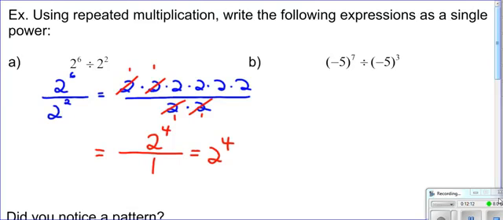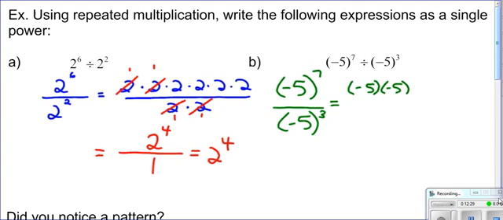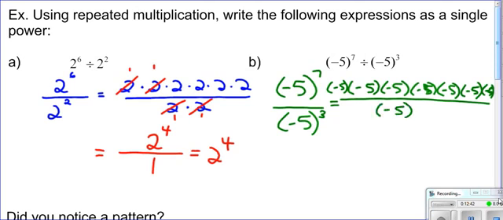When we look at the second example, we're going to write it out the same way. So negative 5 is our base to the power of 7, divided by negative 5 to the power of 3. Both of our bases are the same, so we're going to write it out as a repeated multiplication. Negative 5, 1, 2, 3, 4, 5, 6, 7, over negative 5 3 times. 1, 2, 3 times.